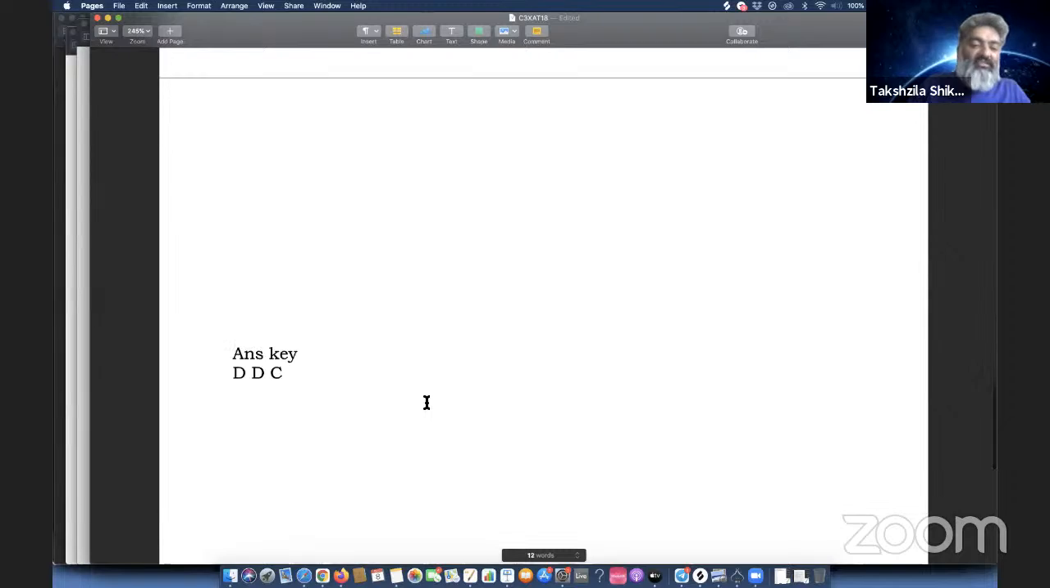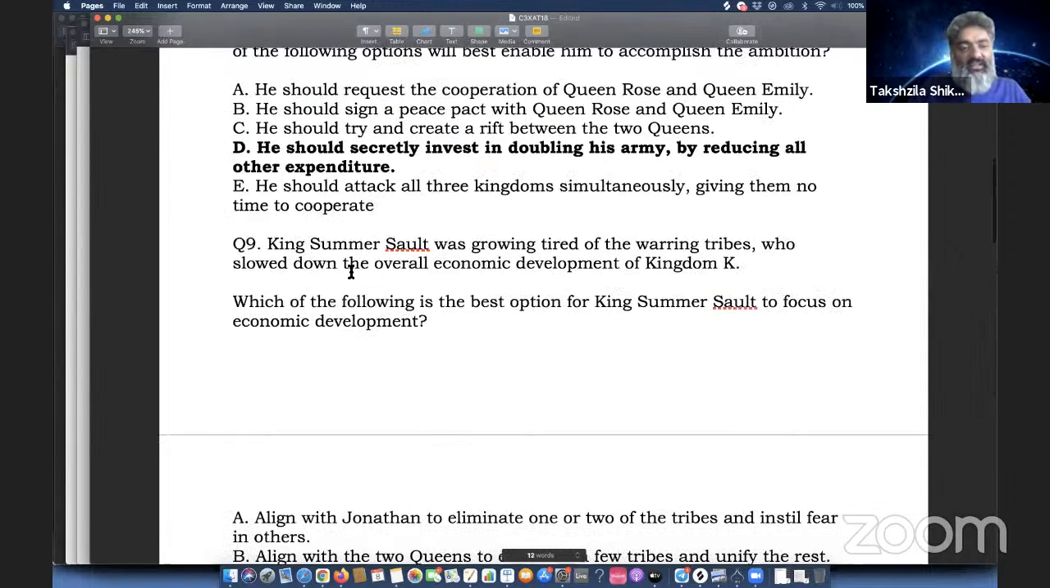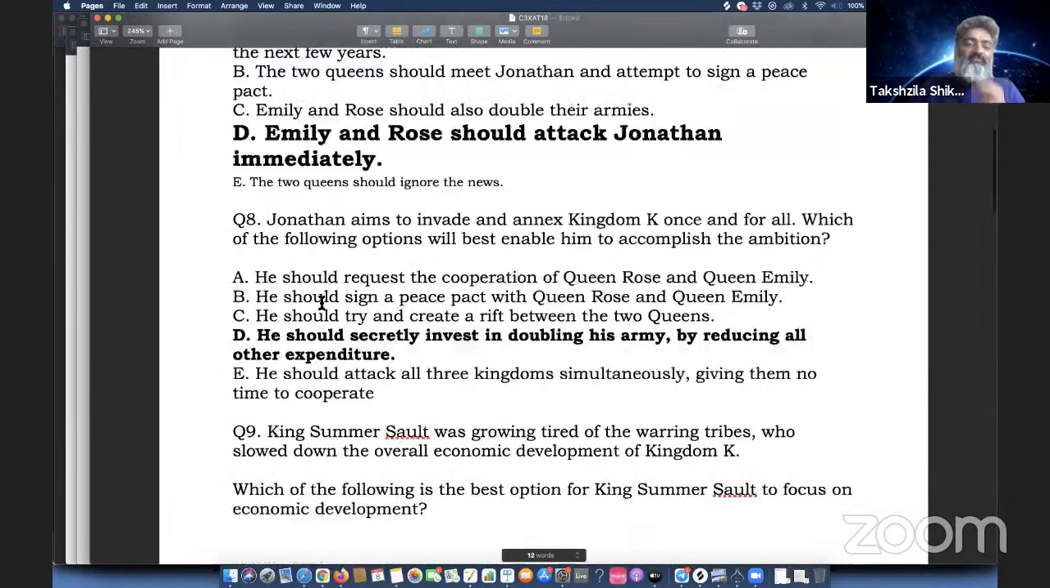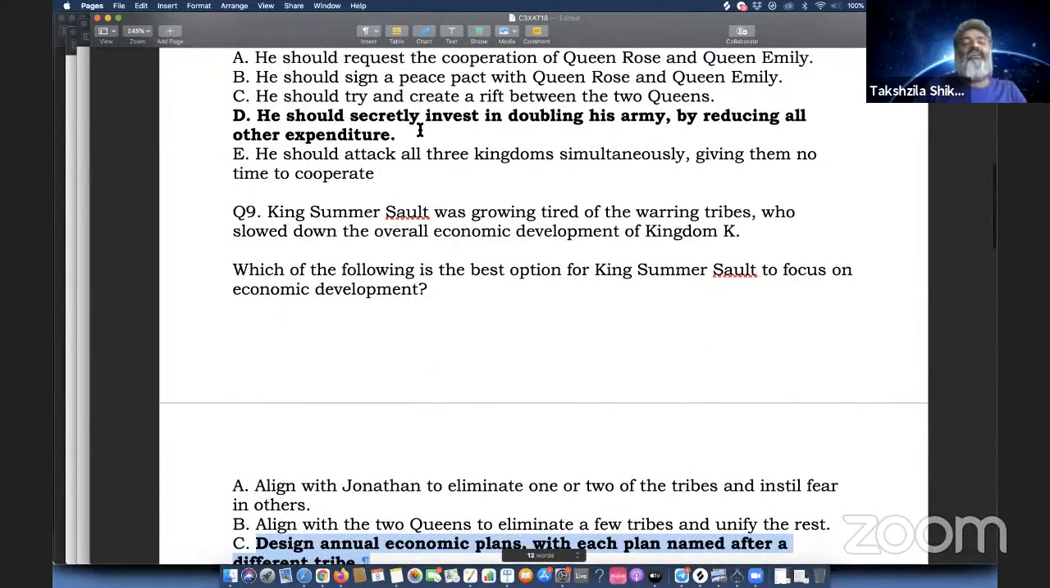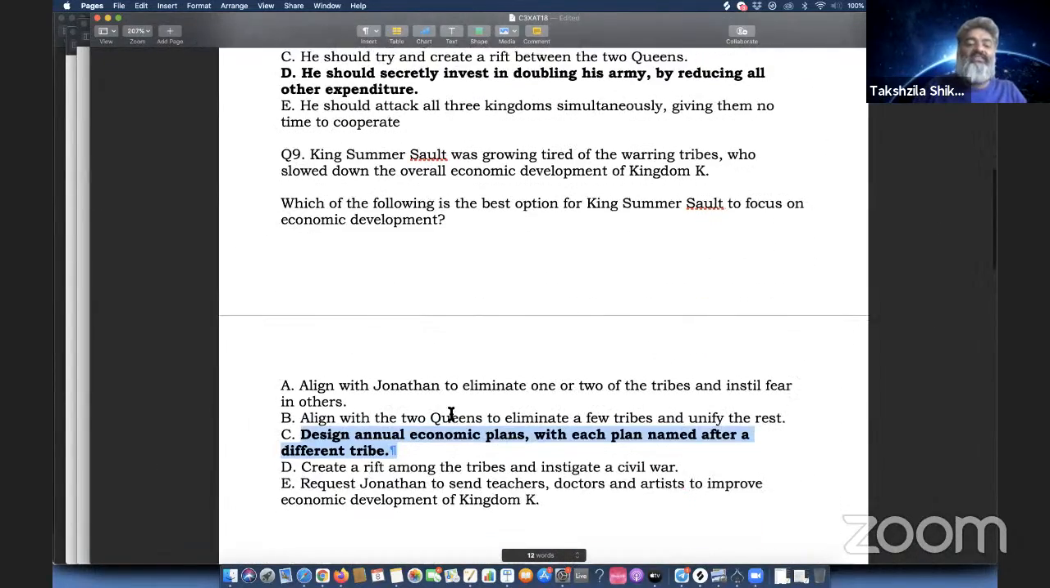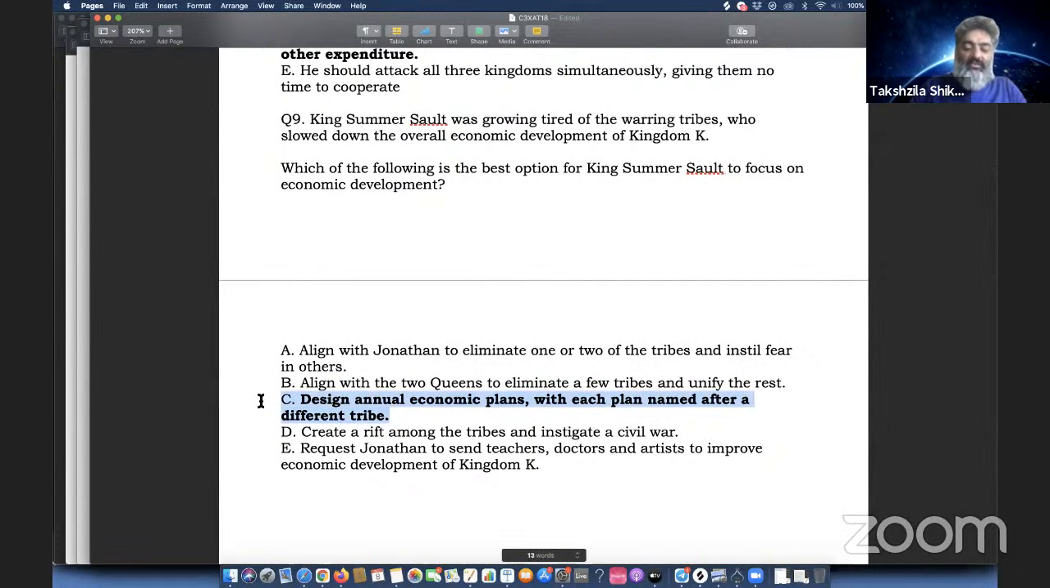So let's check the answers. Was it D? Yeah. Great. So D was the answer for the previous question, and C is the answer for this last one.